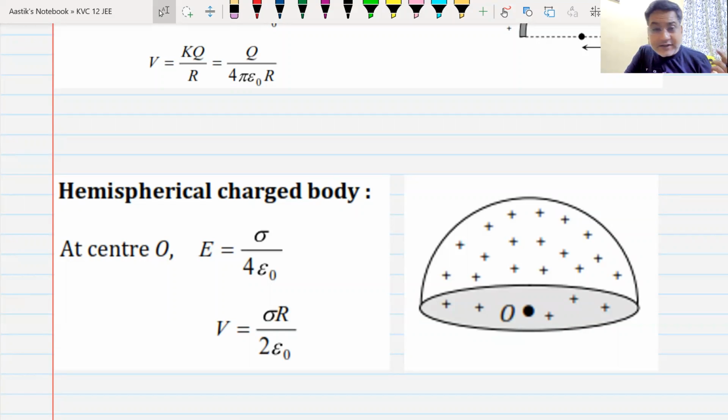Relation between electric field and what? Potential difference. Electric field and potential difference. So I have given you this, and I will create a hypothetical field.